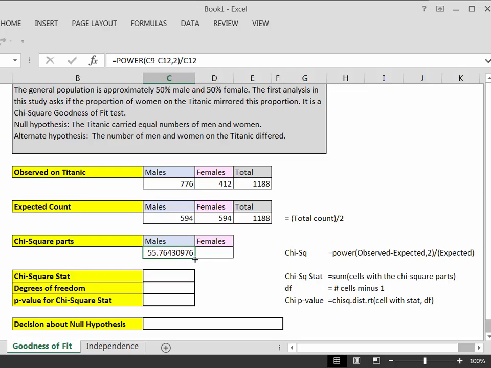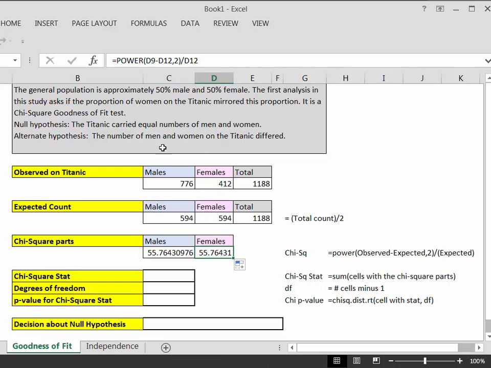Now, because of the way Excel is set up, if I drag to the right, it's going to take the function here and fill in all the cells that are one to the right. So where my observed was in the males column, it will pick up the observed in the females column, the same for the expected, and it'll apply the same power to them. So I'm not going to have to type it all again. I just drag and let go, and it computes the results for me here.